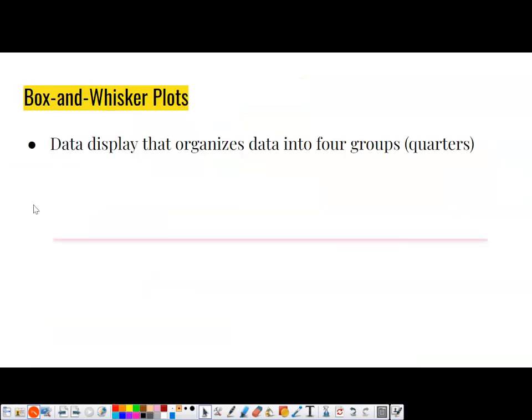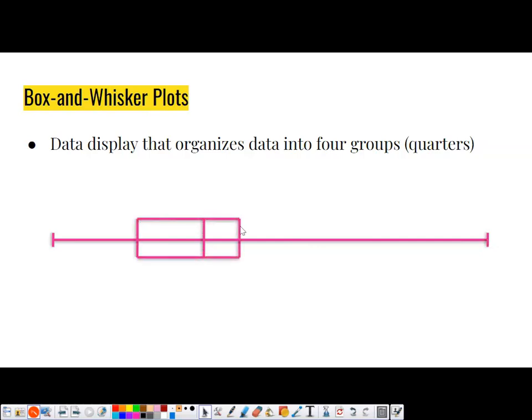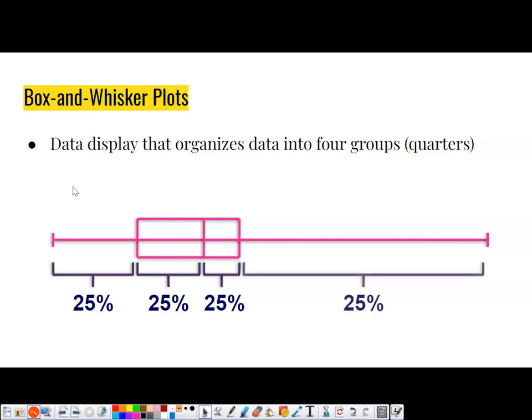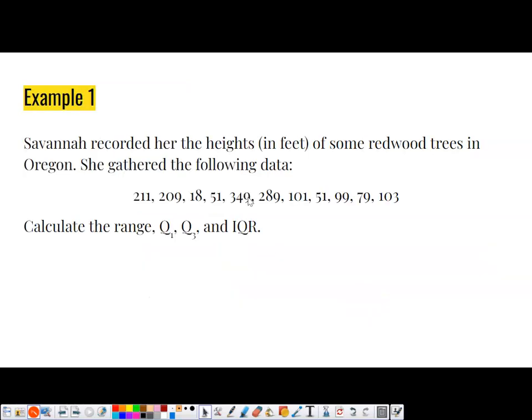Okay? So box and whisker plots, here it is again. We have our minimum over here, maximum up here. Here's our median. Then you put your Q1 and your Q3 and connect it with a big box. The other important idea is that each segment of the box and whisker plot contains 25% of the data.